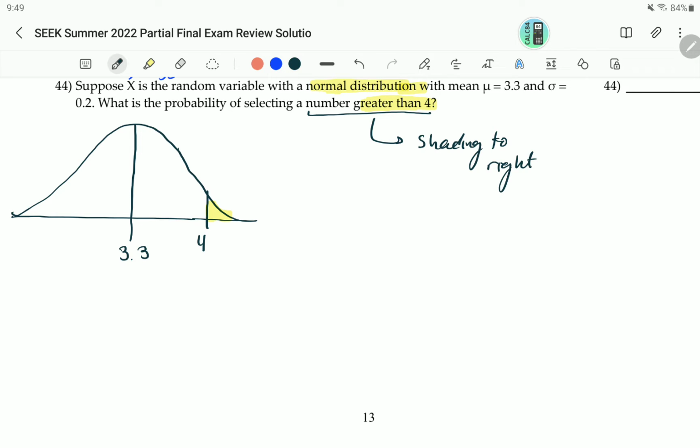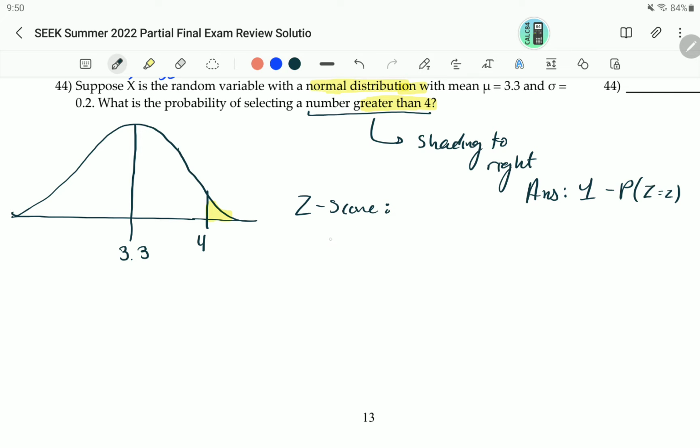And remember, when you're shading to the right, to find the probability, that is going to be 1 minus the probability of the z-score. Keep that in mind. Because the variable is normally distributed, I will have to go to the normal distribution table. But the only way I can go to the table is if I have a z-score. Right now, we do not have a z-score. However, we can find the z-score by using the z-score formula.